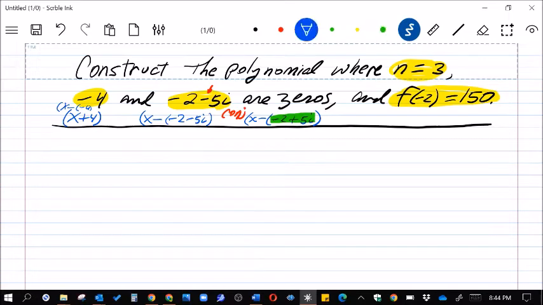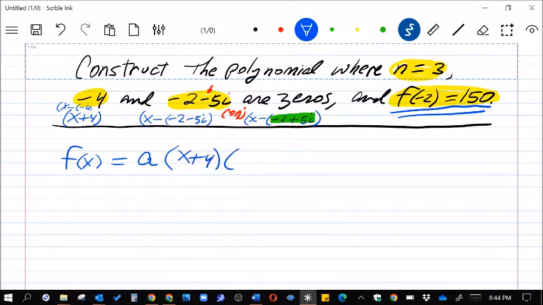All right. Now, we know that the function of x is going to be equal to a, and a major part of our goal now is to solve for that a. That's why we're given this part over here, so we can solve for a. So f of x equals a times x plus 4, x minus -2 minus 5i, x minus -2 plus 5i.